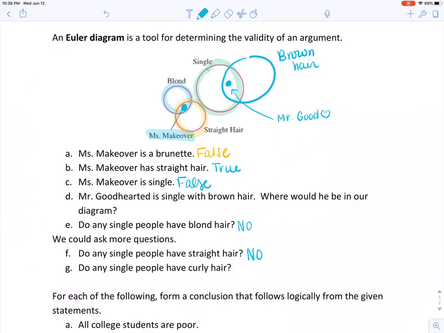Do any single people have curly hair? So here's my single people. Do I have a circle dedicated to curly hair? No, so I don't know the answer to that. There is not enough information, because there is nothing about curly hair on my diagram.